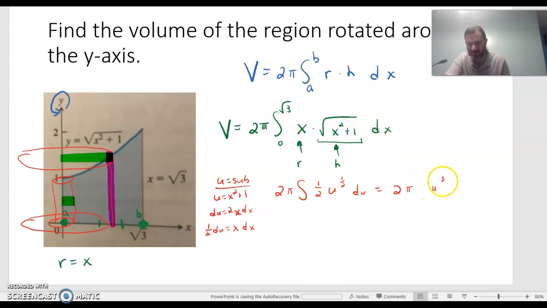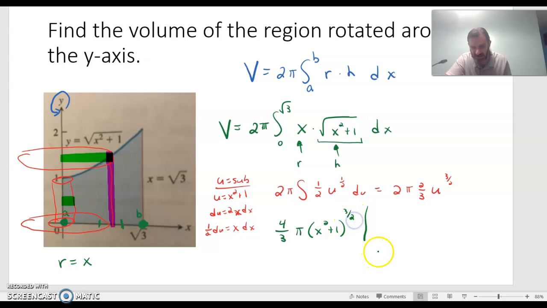So as we do that, and we take the integration in terms of u, u will go up to 3/2. I'm getting a little too small here, I think. Let's get my eraser out, and I'll write a little bit bigger for that. U to the 3/2. And when we divide by 3/2, it'll be times 2/3. So when I go back to x, it'll be 4/3 pi, and then x squared plus 1 to the 3/2, and then I'm going to plug in 0 and square root of 3.